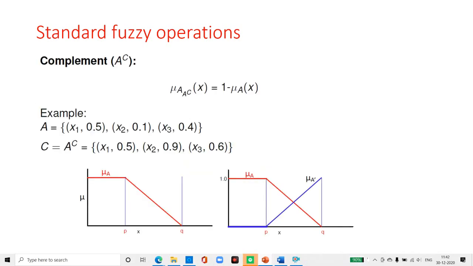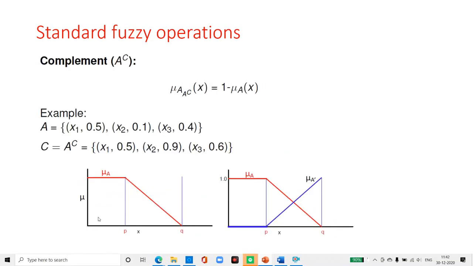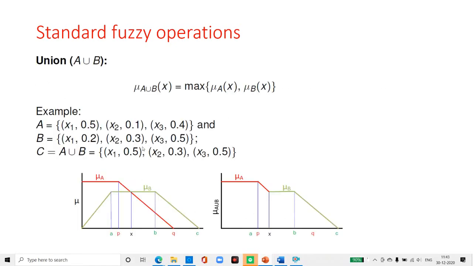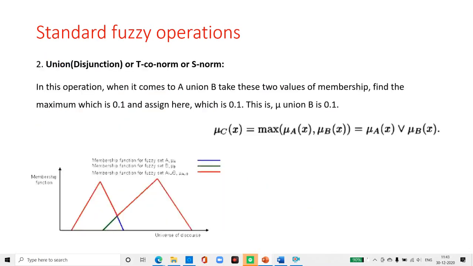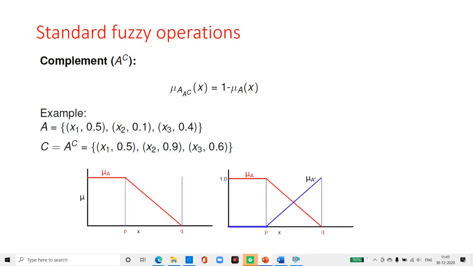The example for the complement: this is our equation, 1 minus mu of A of X, and the example is 0 0.5, 0 0.1, 0 0.4. This is our set A. In a complement we are using only set A, but in a union and intersection we are using set A and B. So here we are generating only set A, with 0 0.5, 0 0.1, 0 0.4, similar. Here also we are using these values, and in the intersection also we use these values.